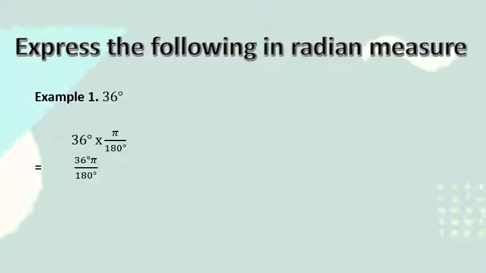So for this example, we divide by 36. By 36, we have 1, and 180 divided by 36 is 5. So we have pi over 5 radian.